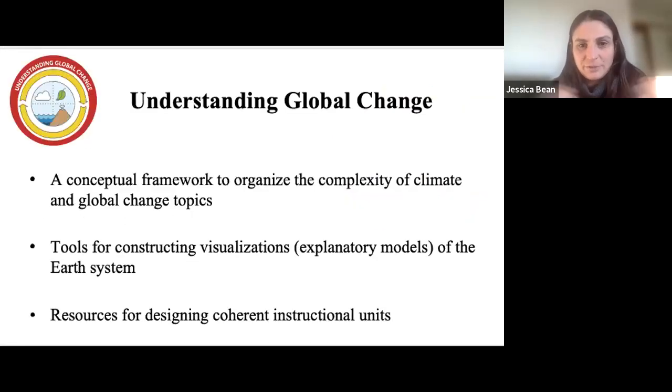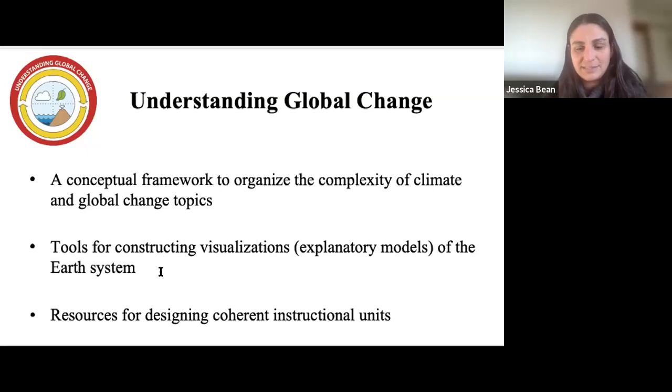So first, Understanding Global Change. There really are three main components that we have developed as part of this project. The first, as was mentioned earlier, is this conceptual framework that can really help to organize the complexity of climate change and global change in general. What are the topics, the causes, the consequences that we need to discuss if we're going to understand climate change and global change issues.